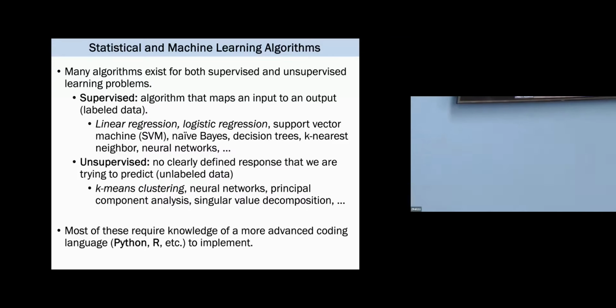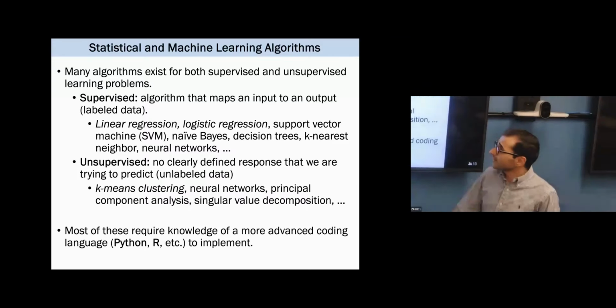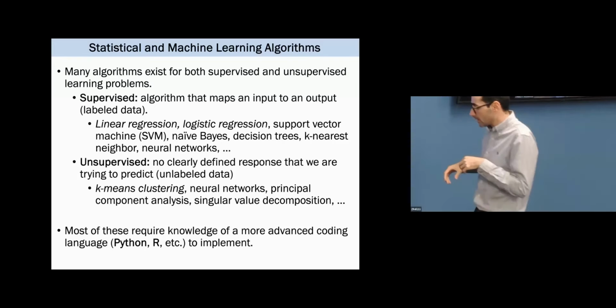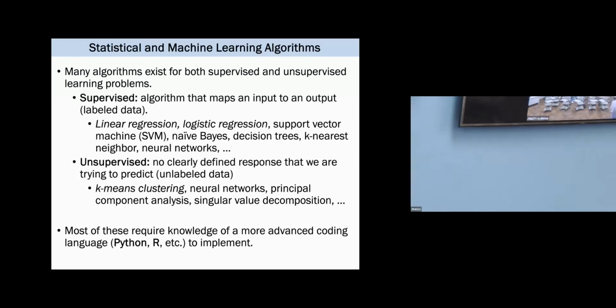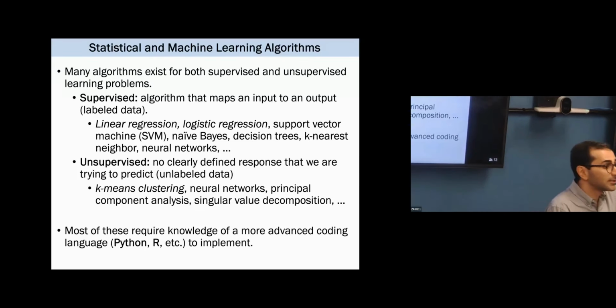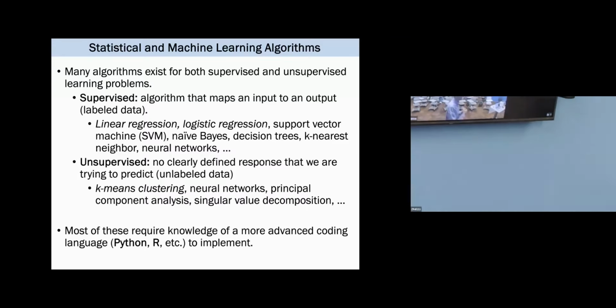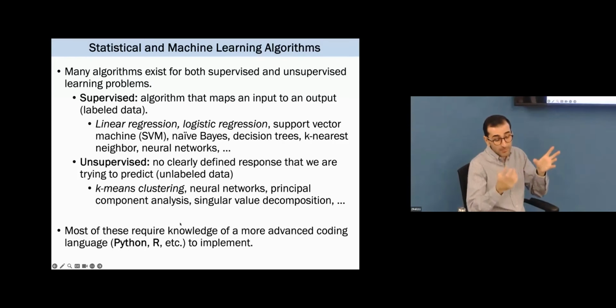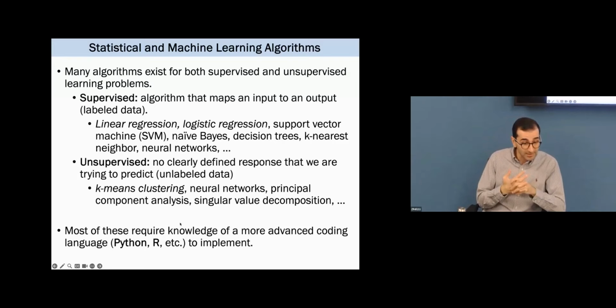Then we also have techniques for unsupervised learning. Here we don't have a clearly defined response that we are trying to predict. I will not have that target variable. I consider unsupervised learning more a part of exploratory data analysis. I don't have a target that I want to know, but I want to get a sense of how the data look. Here we have K-means clustering, and there are more, like neural networks. There are a lot of other techniques under the umbrella of unsupervised learning.